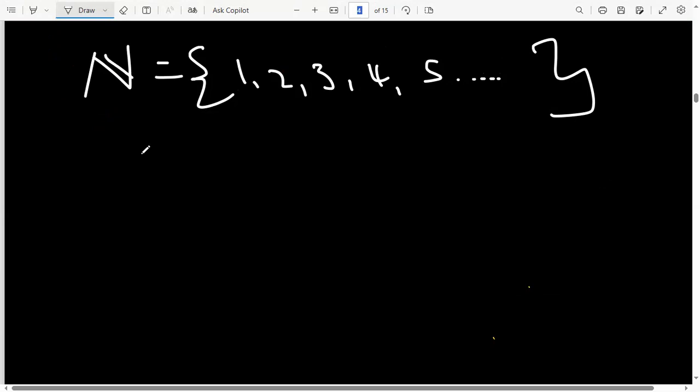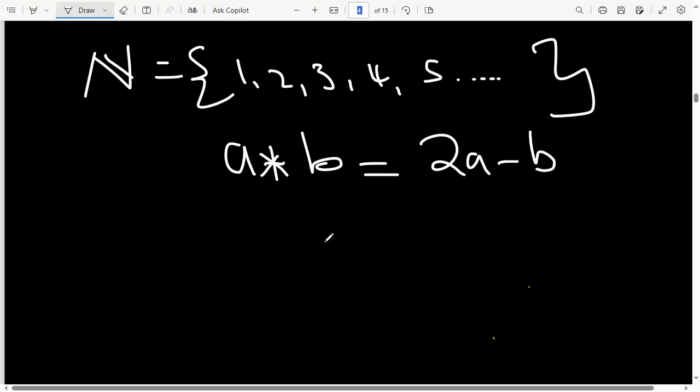Now, the binary operation we've been given has the definition A star B equals 2A minus B. The question is: is this a binary operation on the set of natural numbers? We use the closure rule to test. We take any two natural numbers and test whether, after applying this definition, our answer is also a natural number. If we can do that, we conclude it's a binary operation. If we can't, then we say it's not a binary operation.